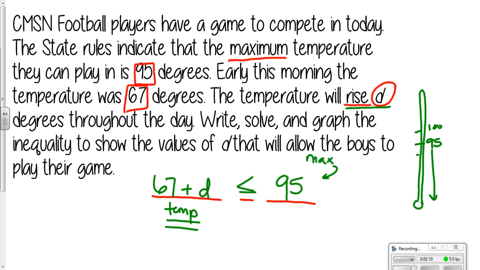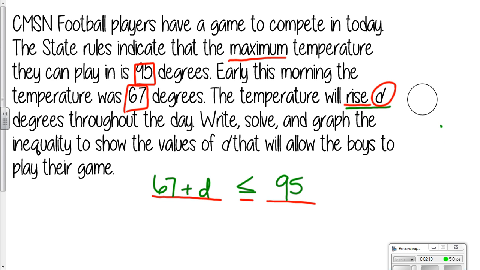So there's our actual inequality. We can now take this and solve. What's important here is that a lot of y'all can find these answers mentally. You can find them without actually writing anything down, but we want you to actually write the inequality before you solve it. We want to know that you can translate words into an algebraic expression or equation or inequality.